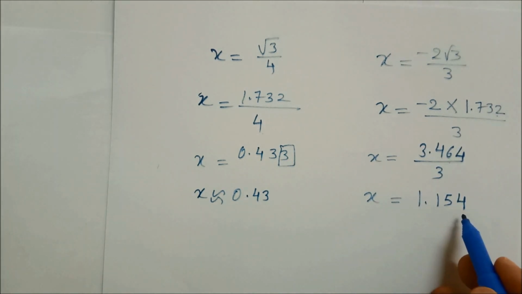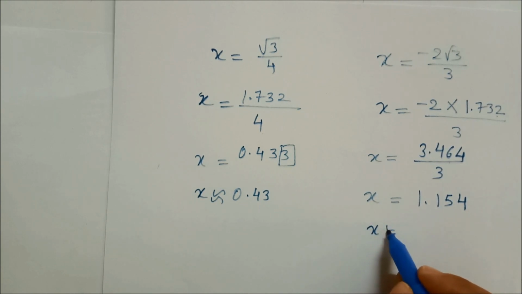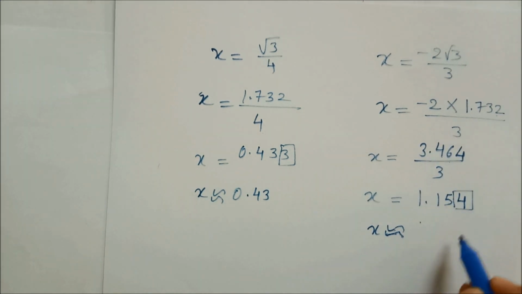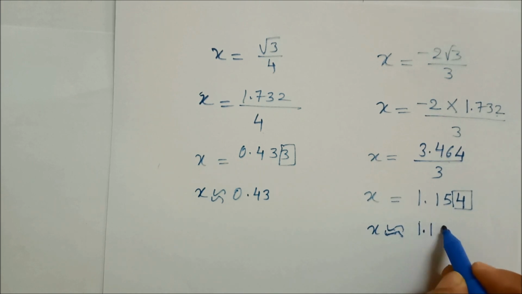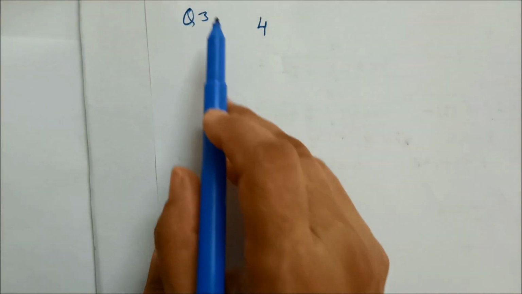Up to the third place of decimal we have calculated. Now we will round it off, or we will write our answer up to the second place of decimal, the approximate value. And since this 4 is less than 5, the approximate value up to the second place of decimal is 1.15. Question number 3.